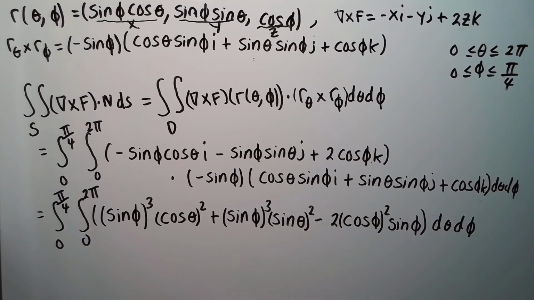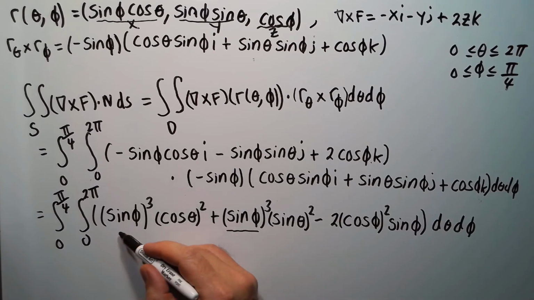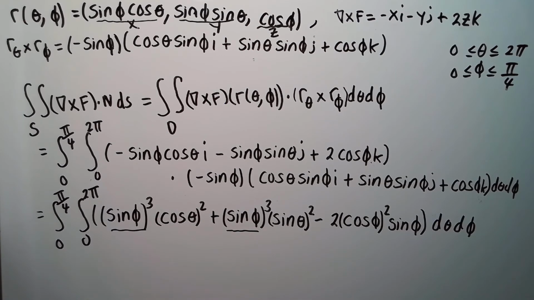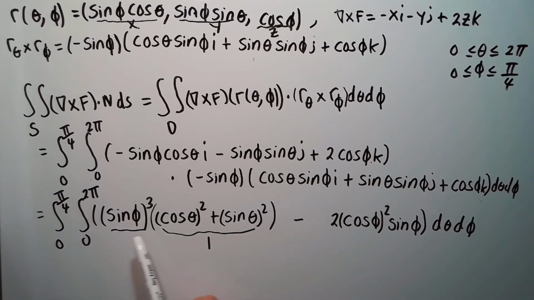And notice on these two right here, they have a sine phi cubed in common. So let me factor it out. I'm not going to write another line, I'm just going to factor out right here. So factoring these out in front, and then you have cosine theta squared plus sine theta squared, that's 1.